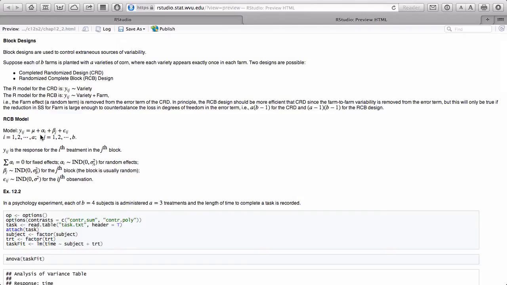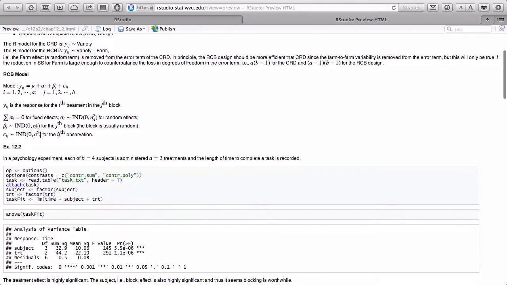Beta is going to be a random effect. It's going to be independently normal, mean 0, variance sigma squared sub b. And then the error term will be, again, independently normal, mean of 0, variance sigma squared. So you have two variance components here. You might have three. You have at least sigma squared and sigma squared sub b, and then you might have sigma squared sub a if, in fact, a is a random effect.